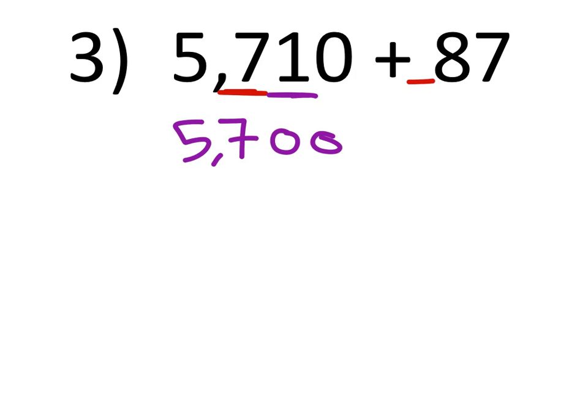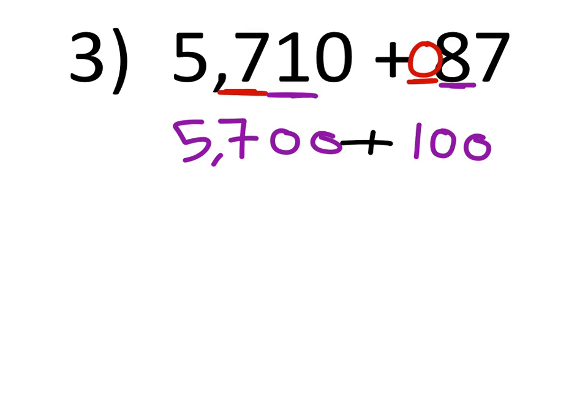This 87, though, it has no hundreds. So I can treat that as a 0 right there. And the number to its right is an 8, which is more than 5. So I would round that up to 100 and add these together. So this one was a little tricky because it didn't show you the hundreds position, but we can put a 0 there for it, okay?